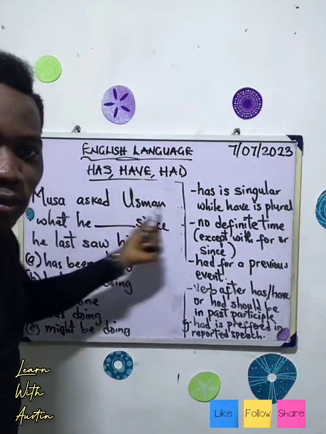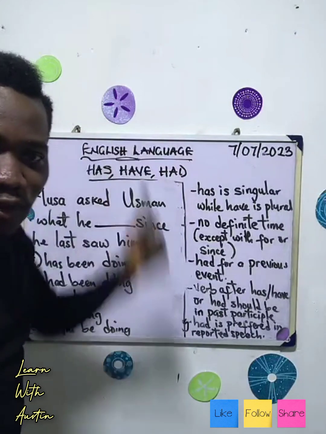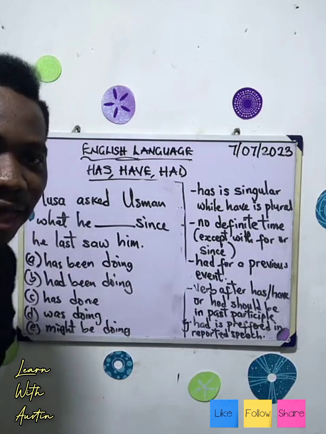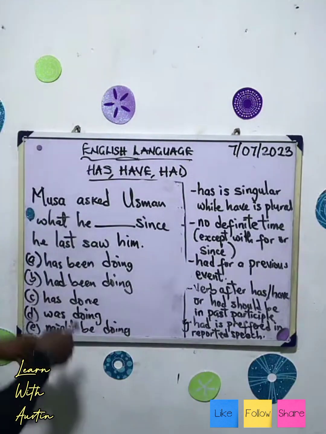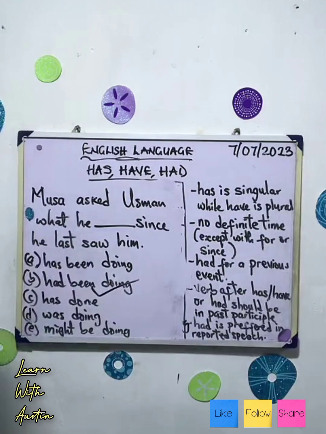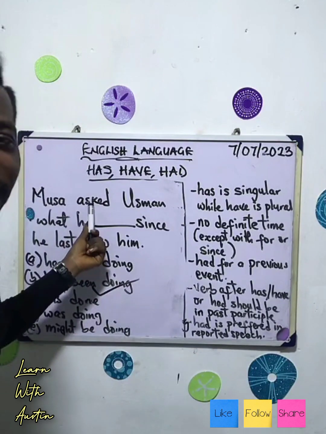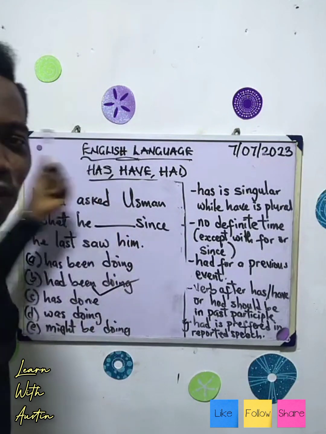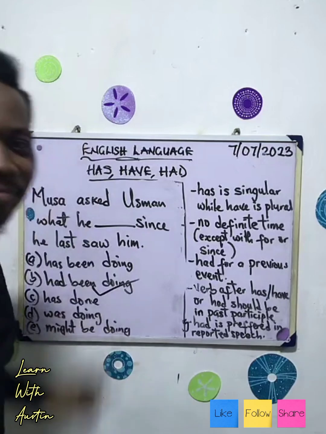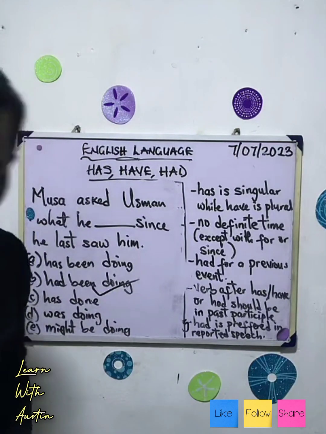So Musa asked Usman what he had been doing since he last saw him. So the answer is B. Yeah, what he had been doing. That's the answer. Musa asked, past action. Then the action preceding this, you use what? Had. So that's the answer. What he had been doing.